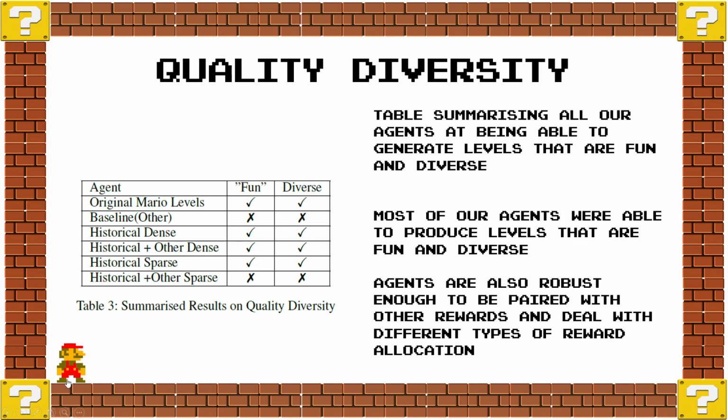We can see that the majority of our agents were able to produce levels that are both fun and diverse. In fact, our agents were also robust enough to be paired with a variety of other rewards and deal with different types of reward allocations. Mamma mia! I know it's impressive, right, Mario?